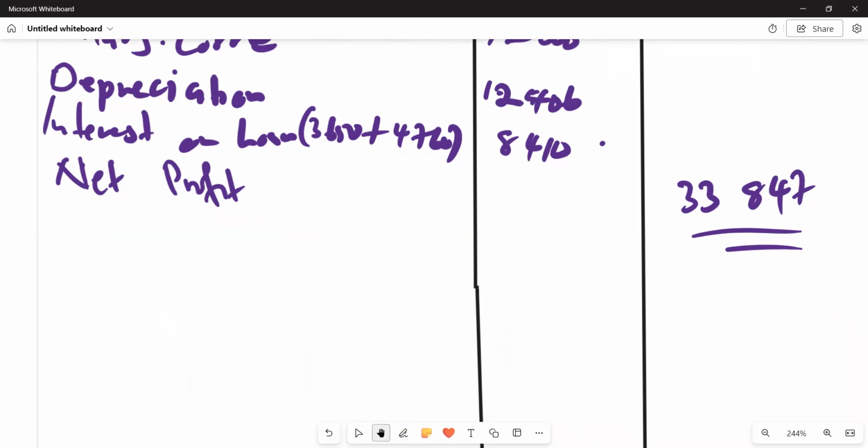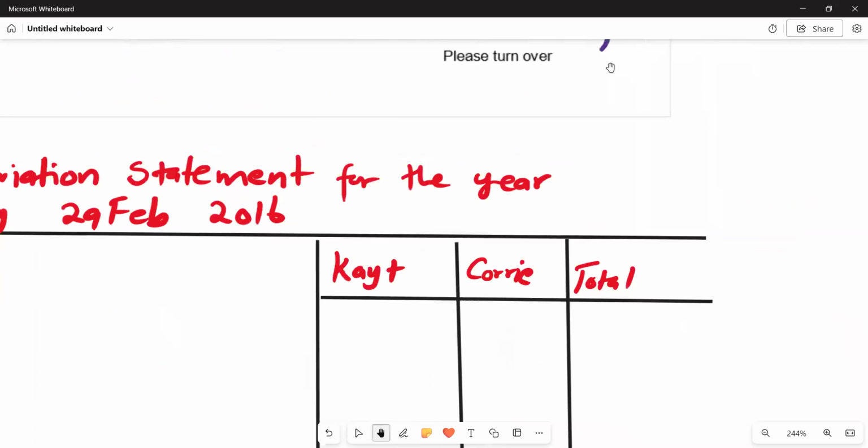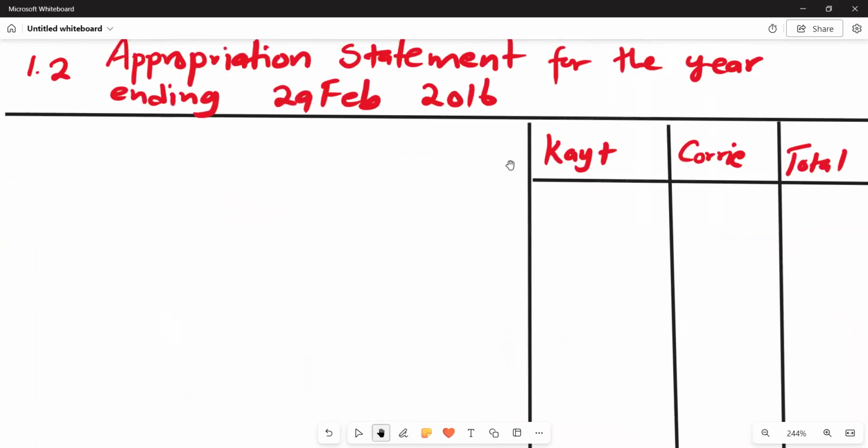So this figure, we are going to take it to the appropriation account. So we can just try to move to our appropriation account and see what we have. So this is going to be our appropriation account, and we're going to put this figure for net profit down there after we have listed all the appropriations that are supposed to be done. So we've got a column for Kate and Corey, and we are going to start with interest on capital.